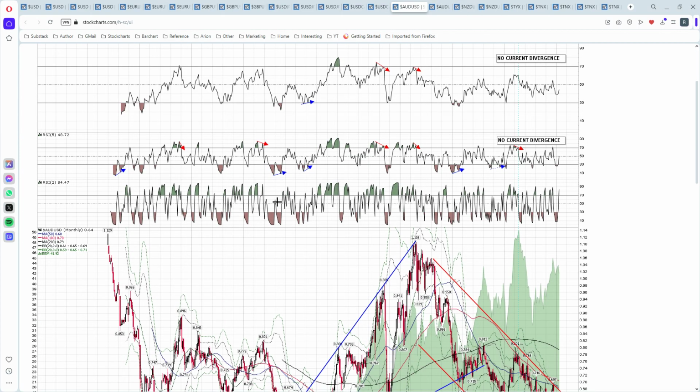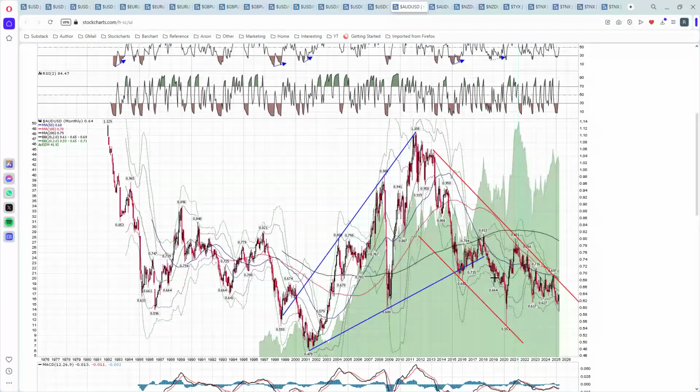Australian dollar monthly chart. I haven't done the weekly charts for Australian dollar and NZ yet. We've got a nice looking falling channel, and either it breaks up from the channel here, or it goes back to retest this low and possibly head lower. I'm leaning towards breakup. We haven't actually seen that breakup yet.